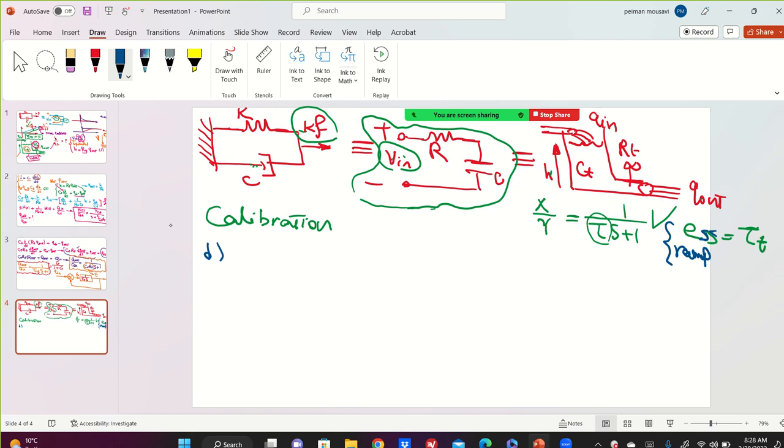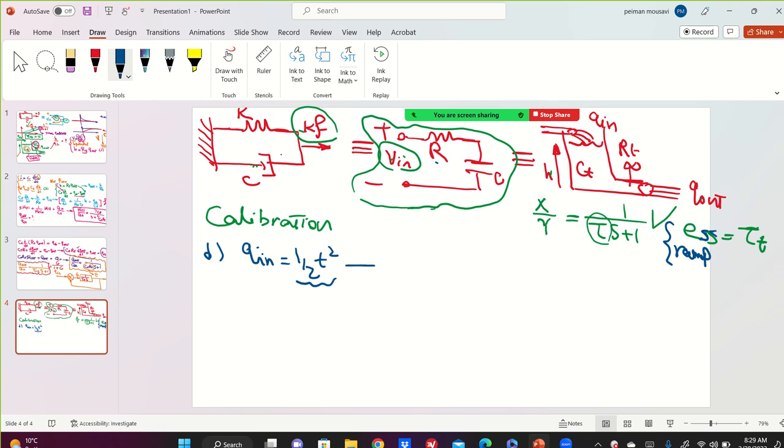When Qin is parabolic. So when I say that for all these systems, this is valid because they have the same dynamics. See what I'm saying? Yes.